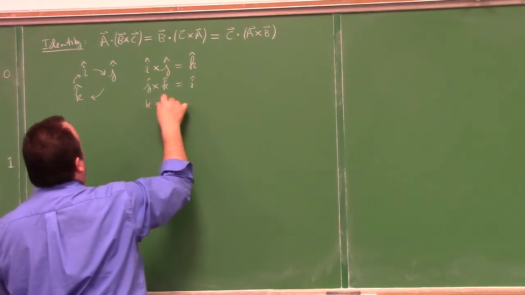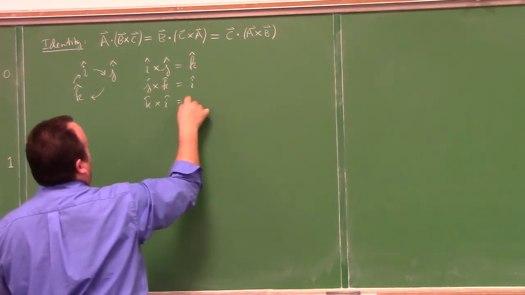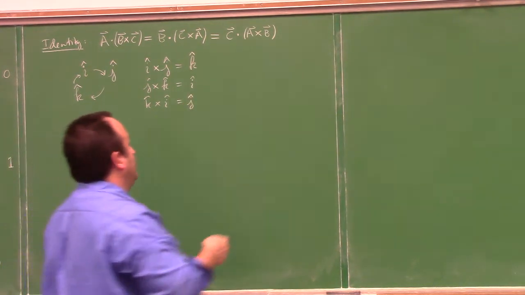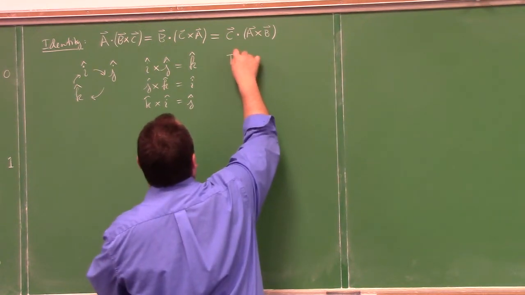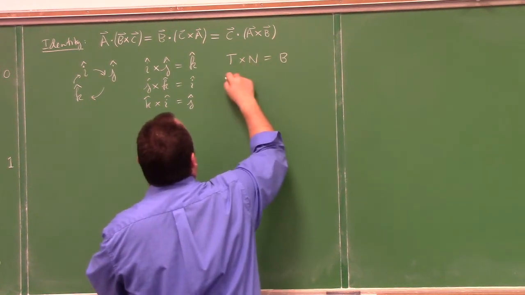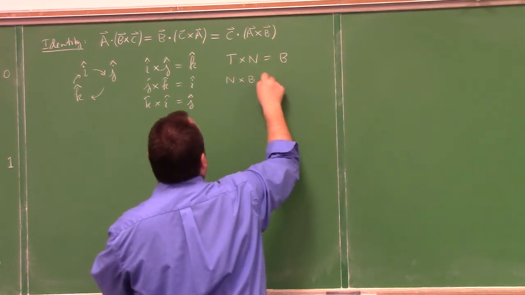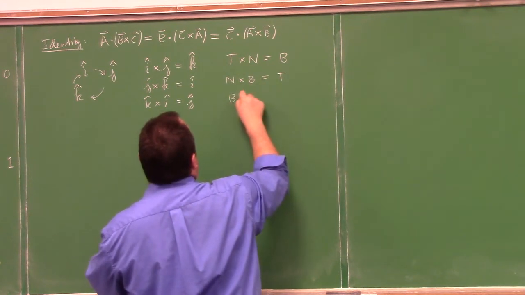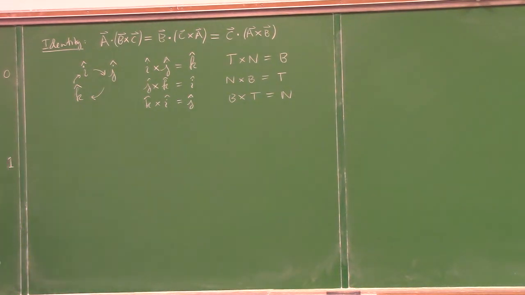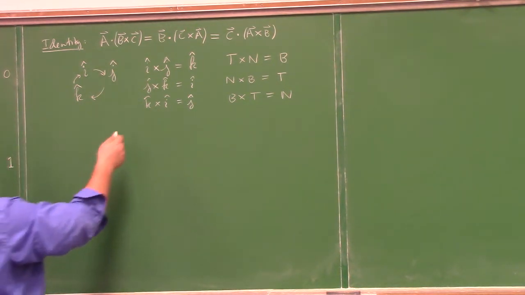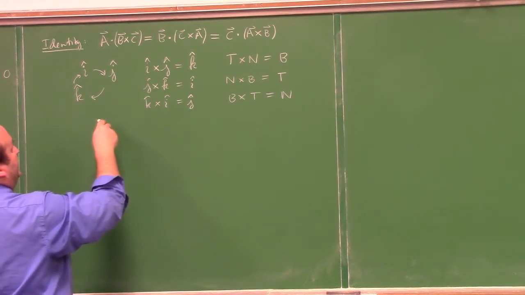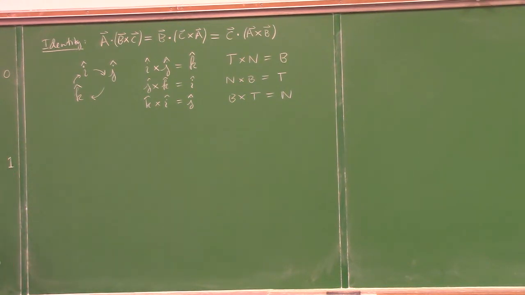K cross I is J hat, right? So my claim to you is the fact that we set T cross N equal to B will, by the same patterns, force N cross B to be T and B cross T to be N. But don't take my word for it. We can prove it from the cyclicity of the triple product. Check it out. And I actually kind of like this little discussion as a warm-up for what we're about to do.